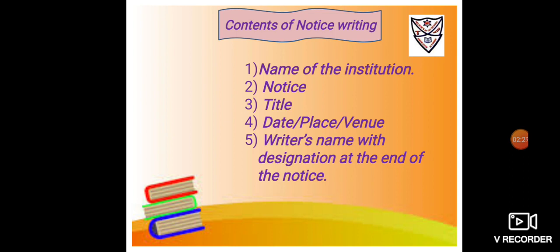Now when you're writing a notice, you have to inform the students when this program is being held. You have to give the date, where the program is being held, and what time the program is being held. Then you write the name of the person who frames the notice with the designation, that is, what post he holds: head boy, head girl, or the principal.